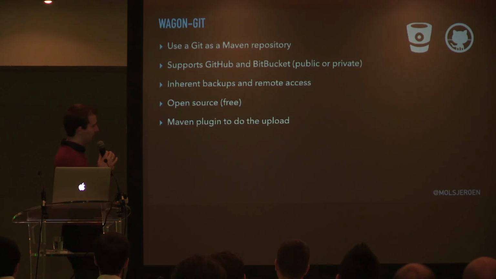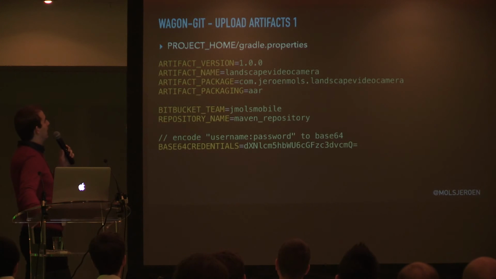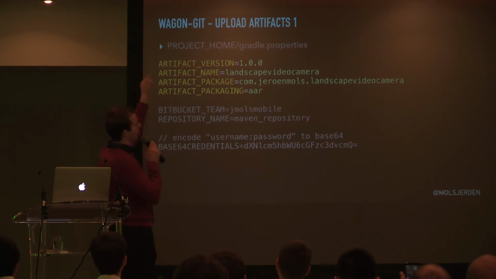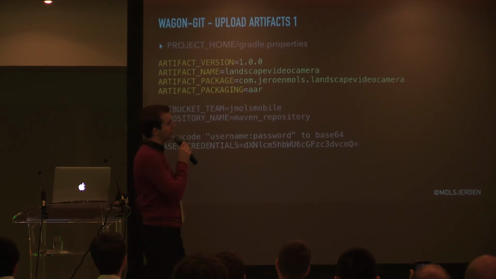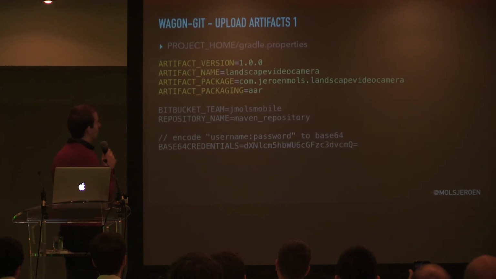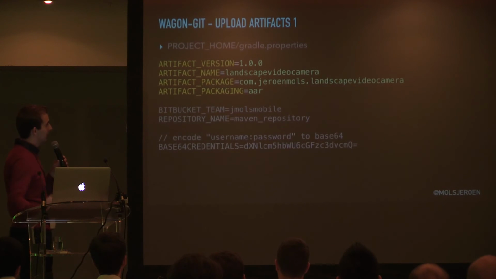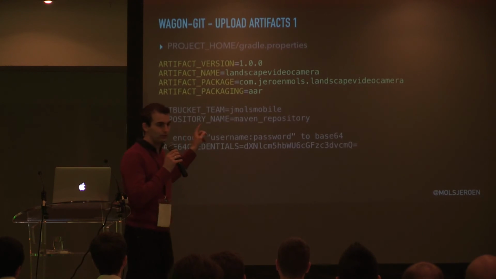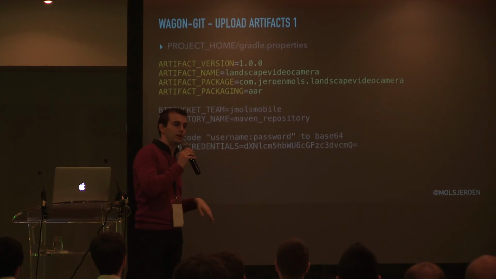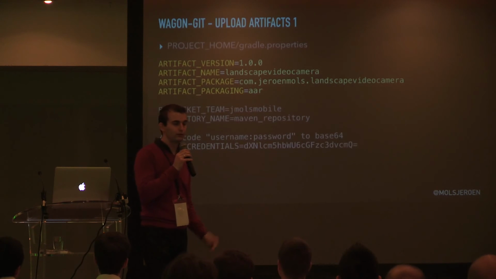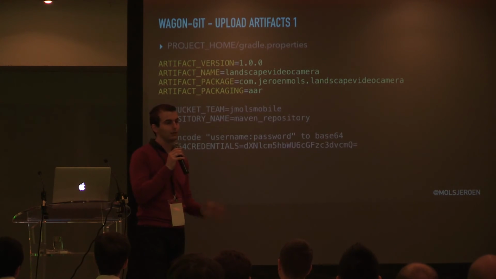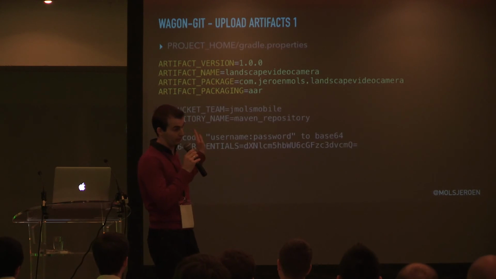Okay, it's also open source. So let's see how we can configure that. Again, it's always going to be the same. You always have to provide a version, a name, and a group ID, and also the package that you're going to upload. So that's something that we see coming back again and again. By the way, Wagon Git works with both GitHub and Bitbucket repositories. I'm now going to give the example for Bitbucket, because Bitbucket by default offers free private repositories, and GitHub does not. So that's why I thought Bitbucket would be a more interesting example, but it works the same for GitHub if you want.